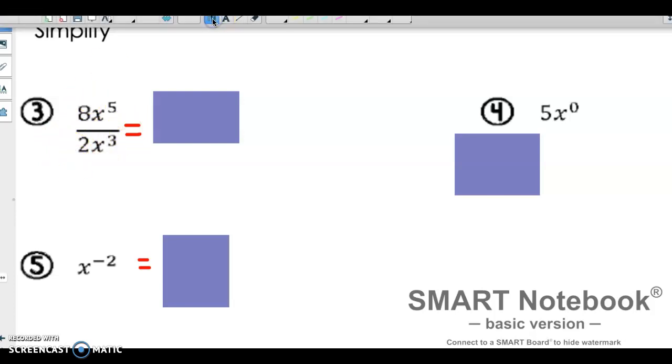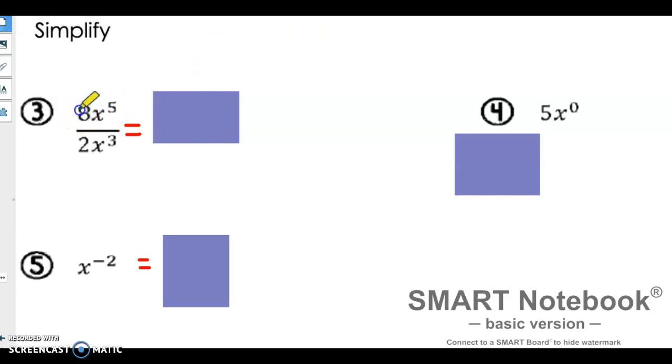like normal. So in the numerator there, in that 8x to the 5th, the coefficient is an 8. And then in the denominator, 2x cubed, your coefficient there is a 2. So we're going to do simply 8 divided by 2, which is 4. So that's the new coefficient on our answer.